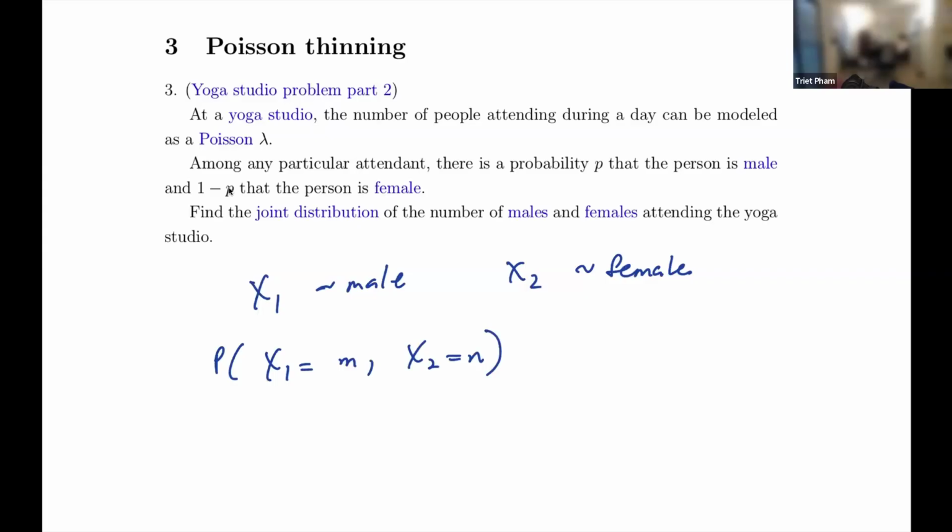Now notice that by itself, there's nothing we can do with this expression. But what we can do is basically do conditioning, because this is equivalent to saying x1 equals m, x2 equals n, conditioned on x1 plus x2 equals m plus n, times the probability that x1 plus x2 equals m plus n.